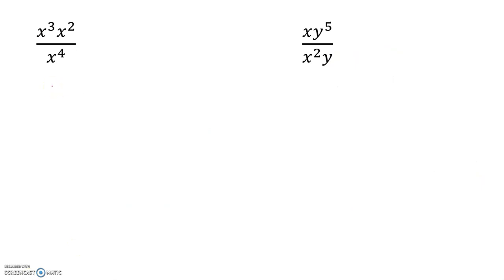In this first example, we have all x's. Notice that there's x to the third and x squared being multiplied on the top, and then that whole quantity is being divided by x to the fourth. So the first thing I would do would be to combine any variables that I can together. So x to the third times x squared is x to the fifth. X to the fifth divided by x to the fourth is just x to the first, or plain old x.